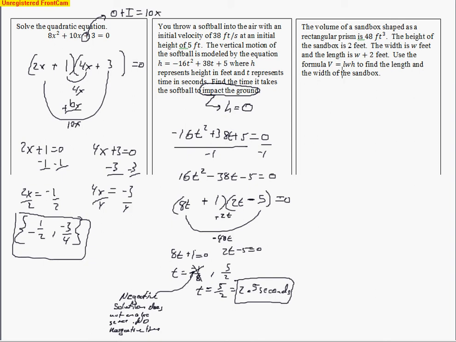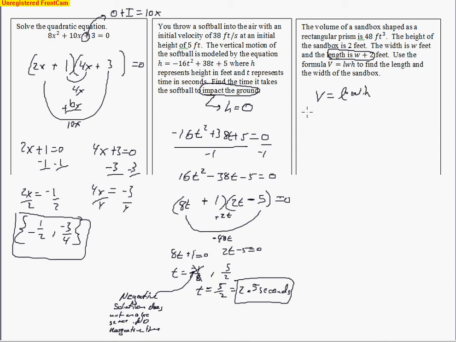Well, in this one, same sort of thing. We might end up with an extraneous solution when we solve because it forms a quadratic. We're going to end up with two answers. So here it talks about the volume of a sandbox shaped as a rectangular prism. It says what the volume is. The height is 2 feet. Width is W, and the length is W plus 2. So use the formula: volume equals L times W times H to go ahead and solve.